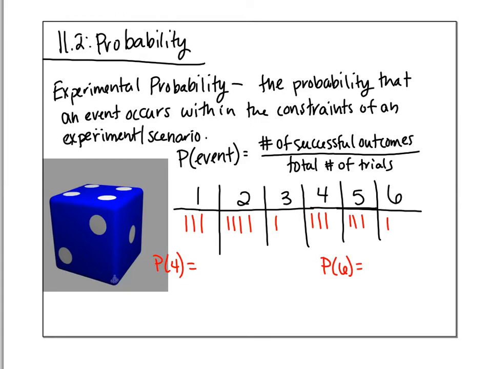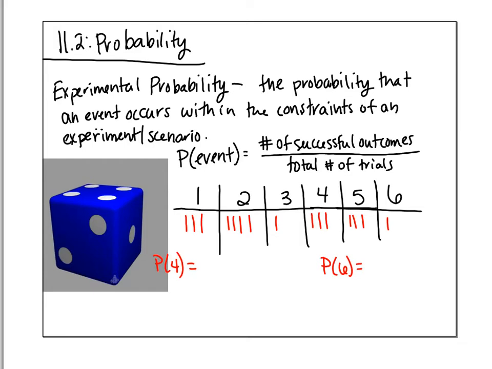Our next section is on probability. So we're looking at just basic probabilities here. There's three types we're going to look at today: experimental probability, theoretical probability, and geometric probability. So the first one you're going to see here is experimental probability. It's the probability that an event occurs within the constraints of some sort of experiment or some sort of scenario.